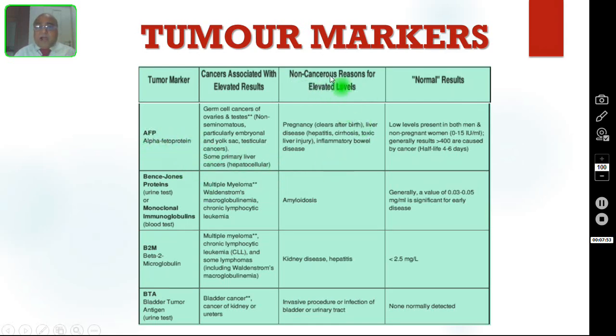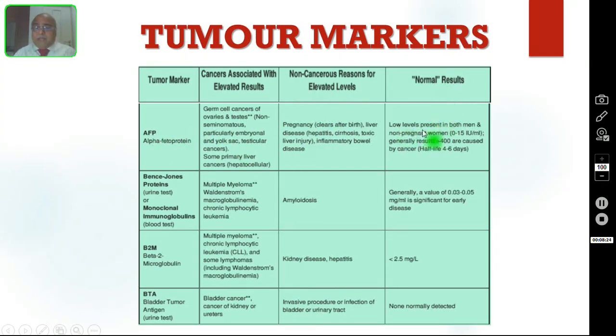So in which non-cancerous conditions is this AFP elevated? Normal pregnancy; after birth it clears and will come down. So during pregnancy AFP will be elevated. Liver diseases, non-malignant diseases like hepatitis, cirrhosis, toxic liver injury, and inflammatory bowel disease. These are the non-cancerous causes for elevated AFP.